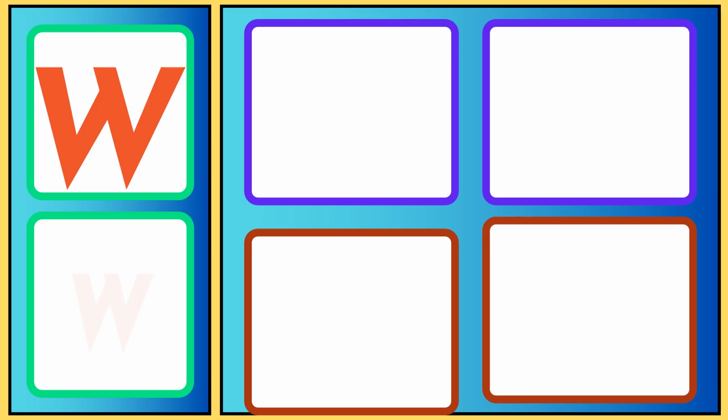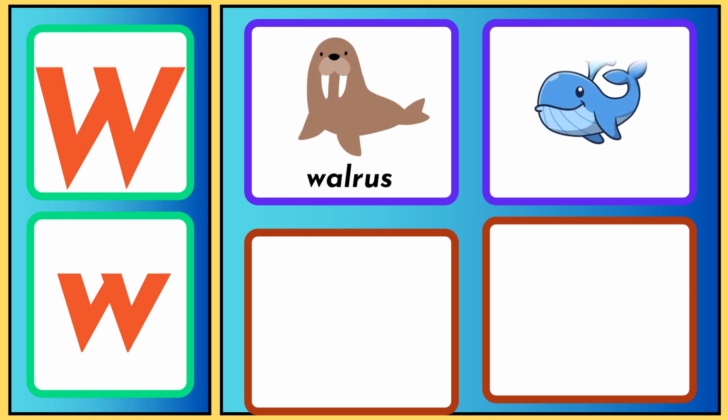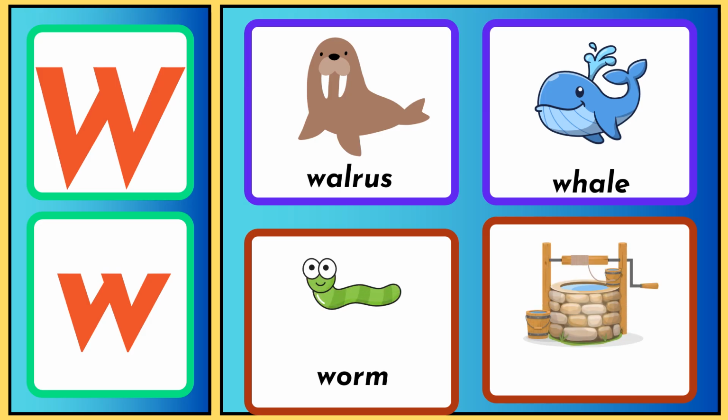Capital letter W. Small W. W says W. W is for walrus. W, whale. W, warm. W, well. W.